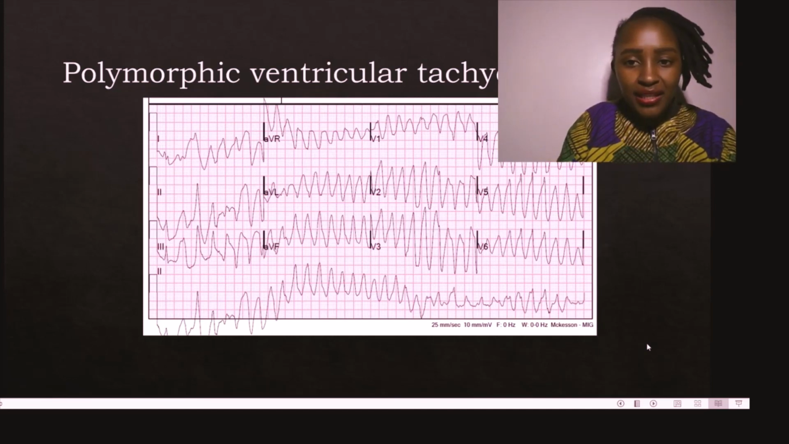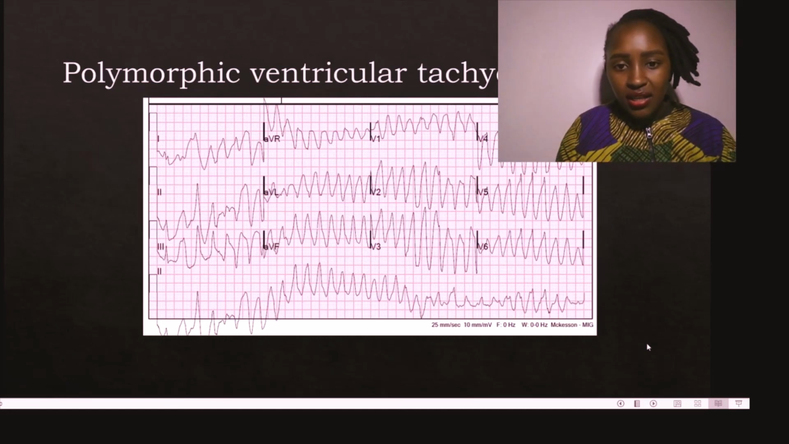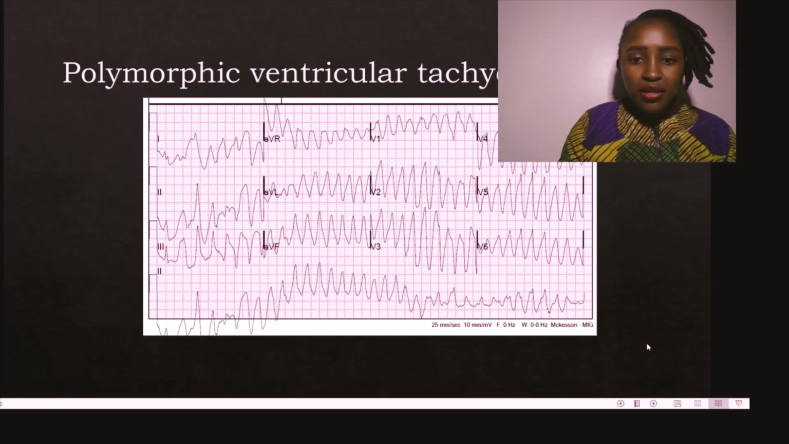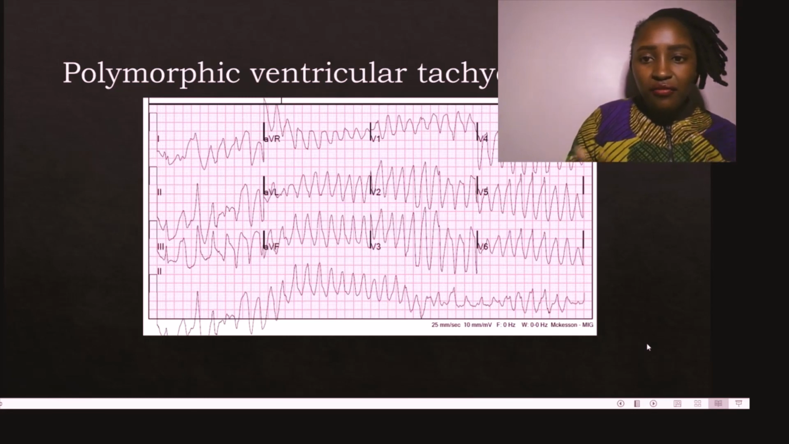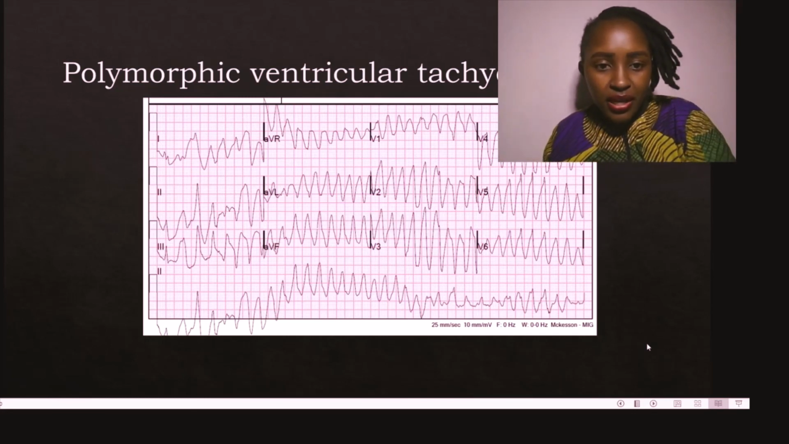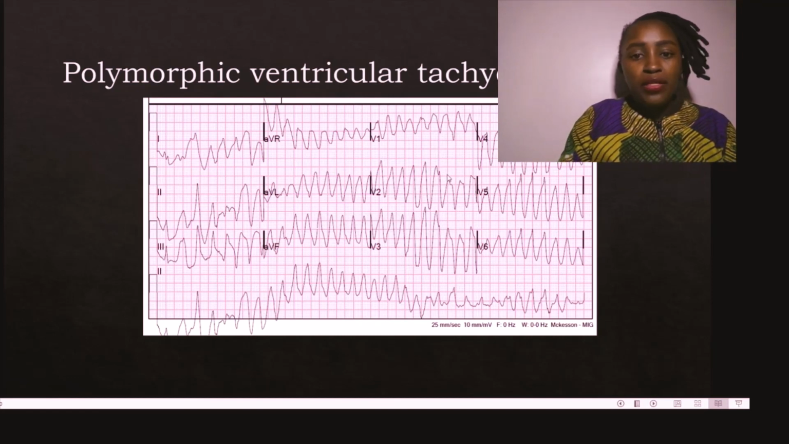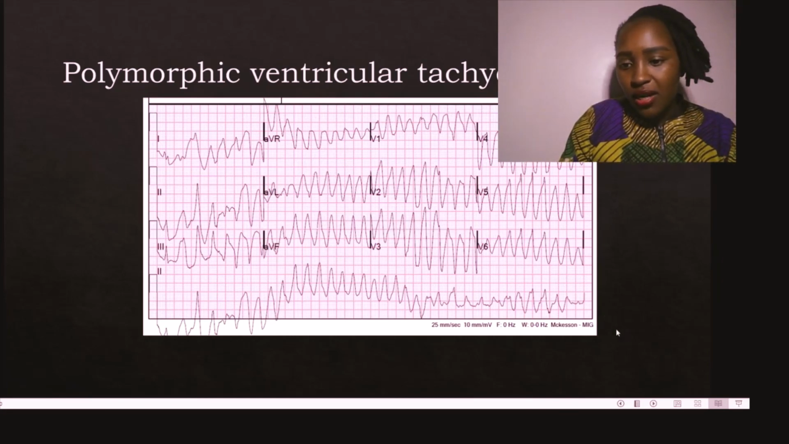And finally, the QRS is wide, and therefore this is coming from the ventricular side, and therefore it's a polymorphic ventricular tachycardia. Another characteristic of this wave is that different segments look alike, but they are different from each other. You can see from the left side to the center and to the last part, they are quite different from each other, but this is a polymorphic ventricular tachycardia.